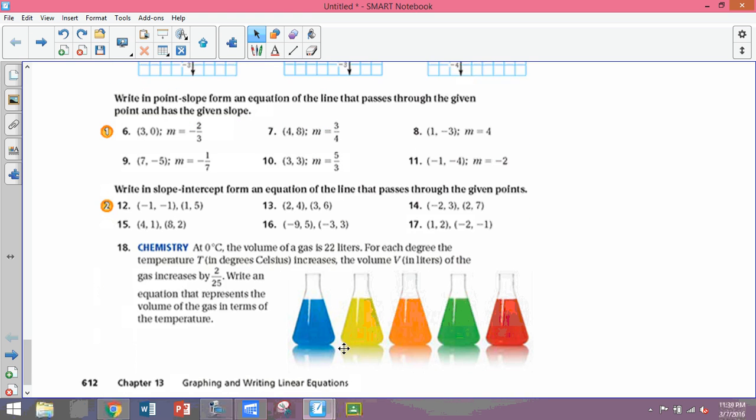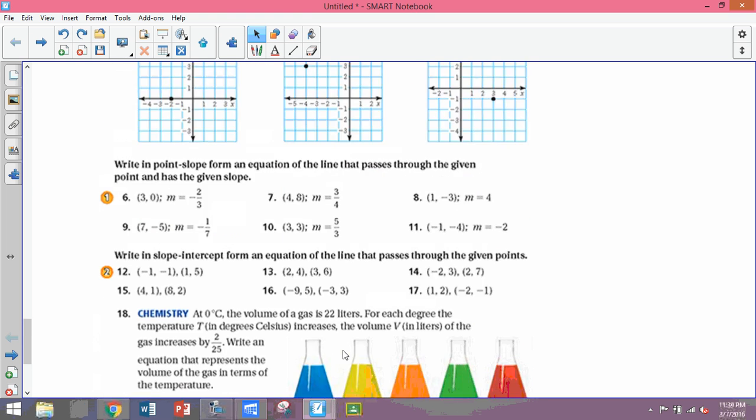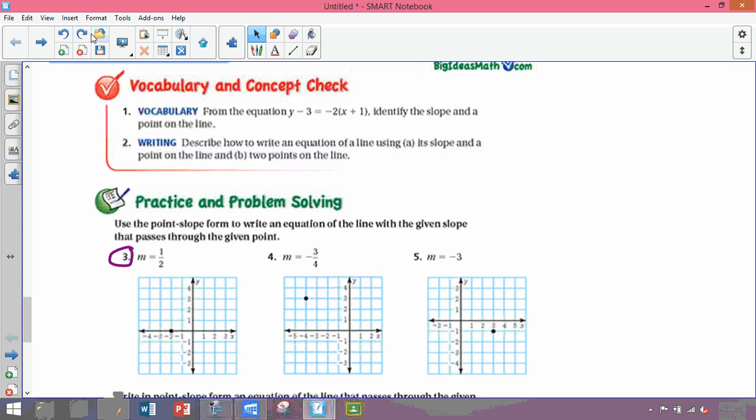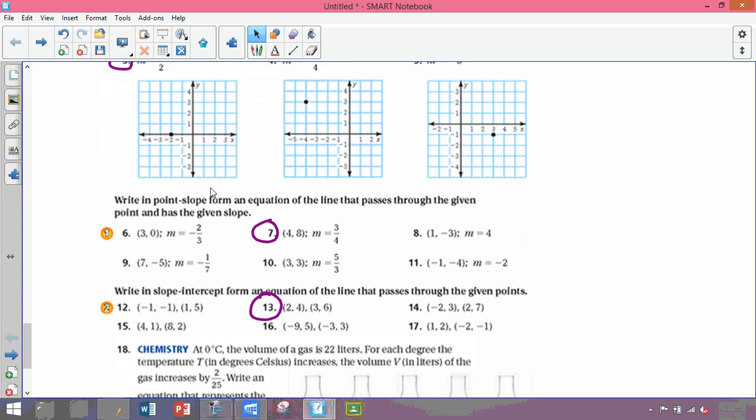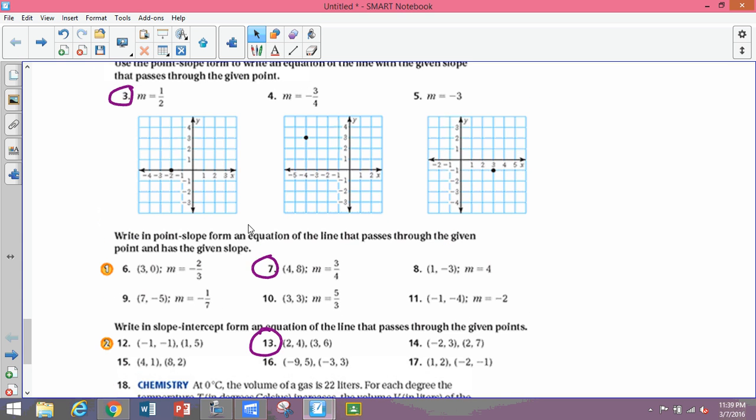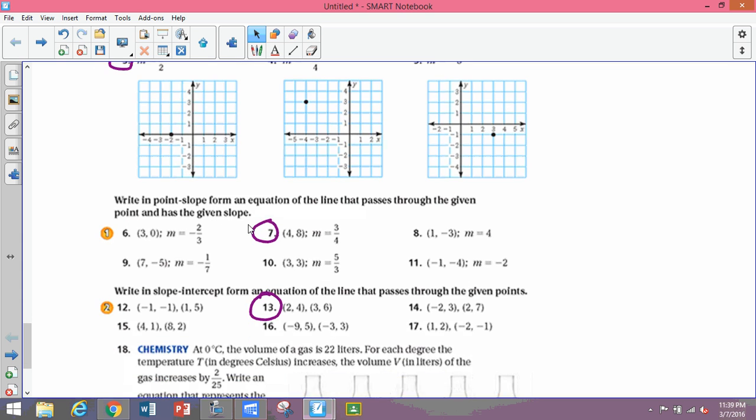Okay, so on what page is this? 612, I need you to do number 3. I need you to do number 7. And I need you to do number 13. Okay? 3, 7, and 13 for tomorrow.